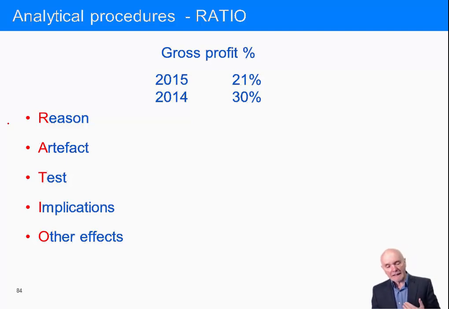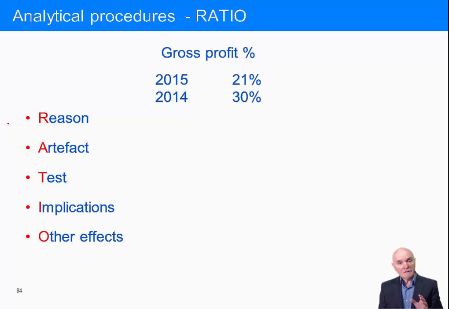So let's say we had calculated gross profit percentage. Here we have a fall in gross profit percentage from 30% in 2014 to 21% in 2015. And you might be asked to suggest reasons why this has fallen, or you might be told that the finance director tells you a particular reason, and maybe you have to do some audit work in testing and verifying that explanation which has been given.